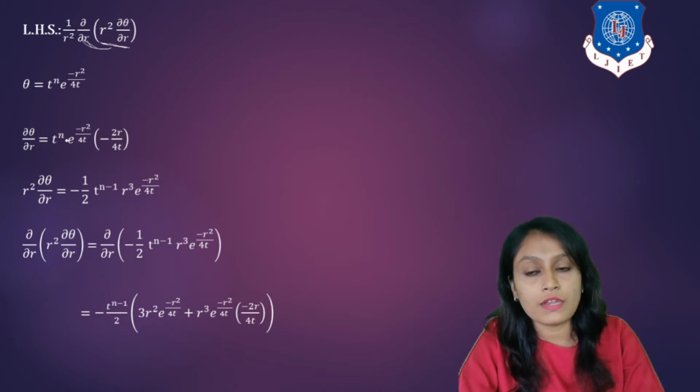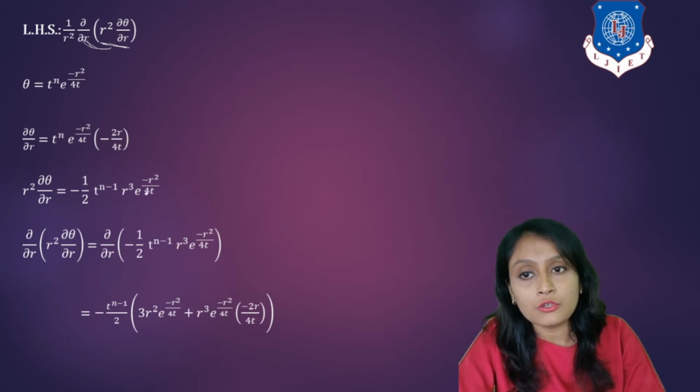So this t raised to n will remain as it is. Now here e raised to minus r square upon 4t into, we have to take the derivative with respect to r. So 4t is constant, so 4t as it is, and the derivative of r square is what? 2r. Just cancel this term. So here you will get minus 1 upon 2 into t, and here we have t raised to n, so t raised to n minus 1, and this r. Now what we have done, we have just multiplied with r square. So in total we have here r cube into e raised to minus r square upon 4t.